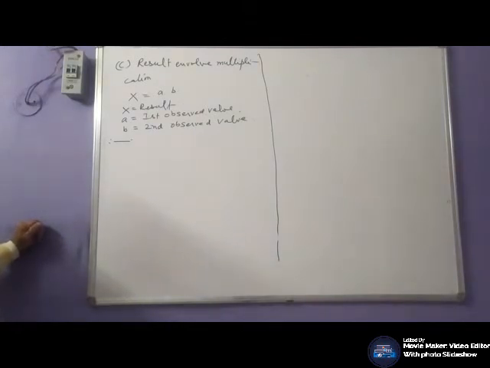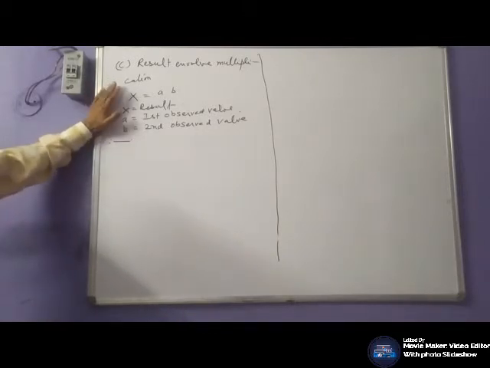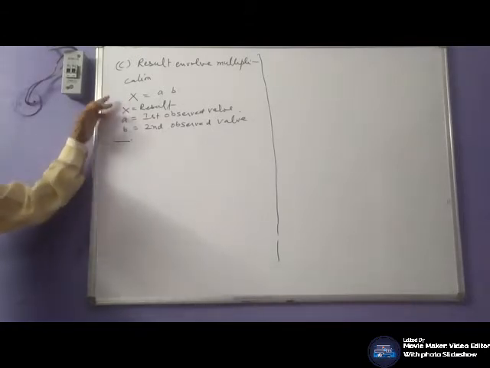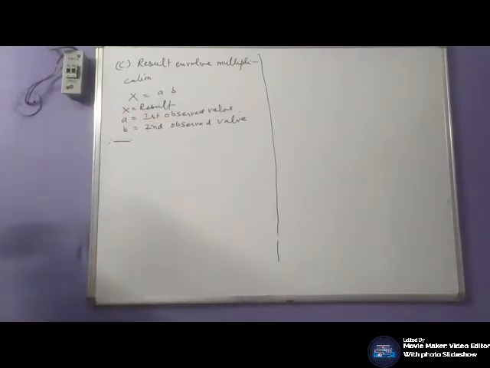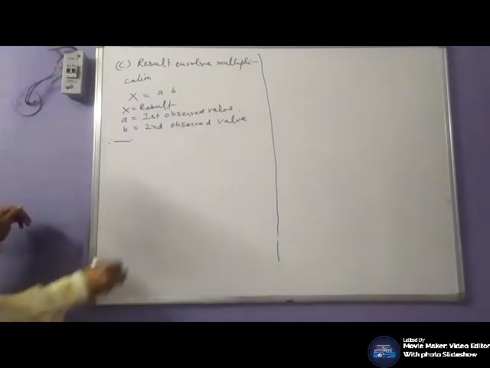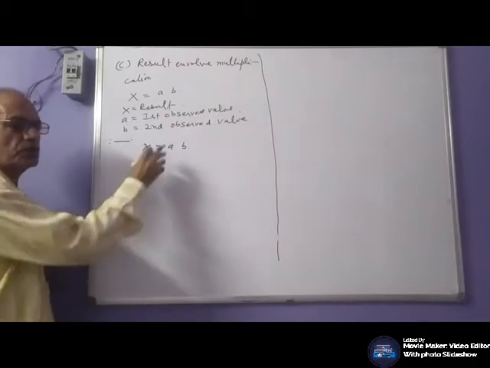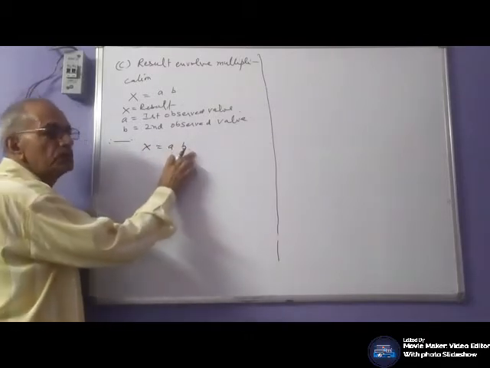What will you do? What you have to do? You have to find relative error, absolute error, percentage error, etc. Similar questions. Now X was A into B. This was the first observation, this was the second observation.